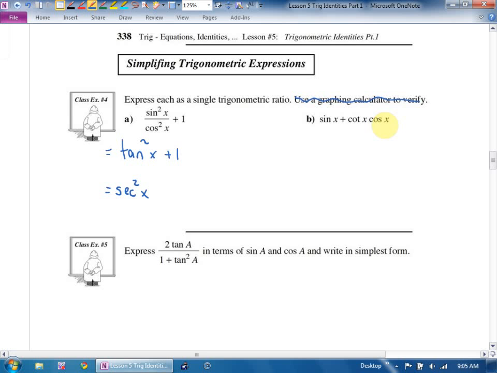Okay. Sine already is sine. I like that. Plus, what's cotangent in terms of sine and cosine? Cos over sine. Did I just write a fraction? Then I want the next term to be a fraction. Cos x over 1. How do I multiply fractions? Top times top, bottom times bottom. Okay, let's do that. So I have sine x over 1. If I have one fraction, I want everything to be fractions. Plus cos squared x, because cos times cos is cos squared, over sine x.